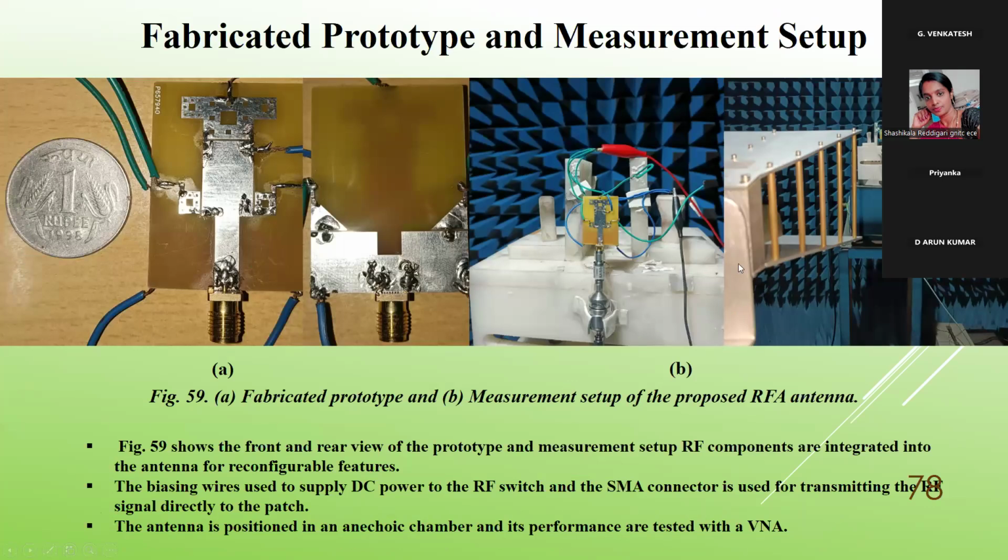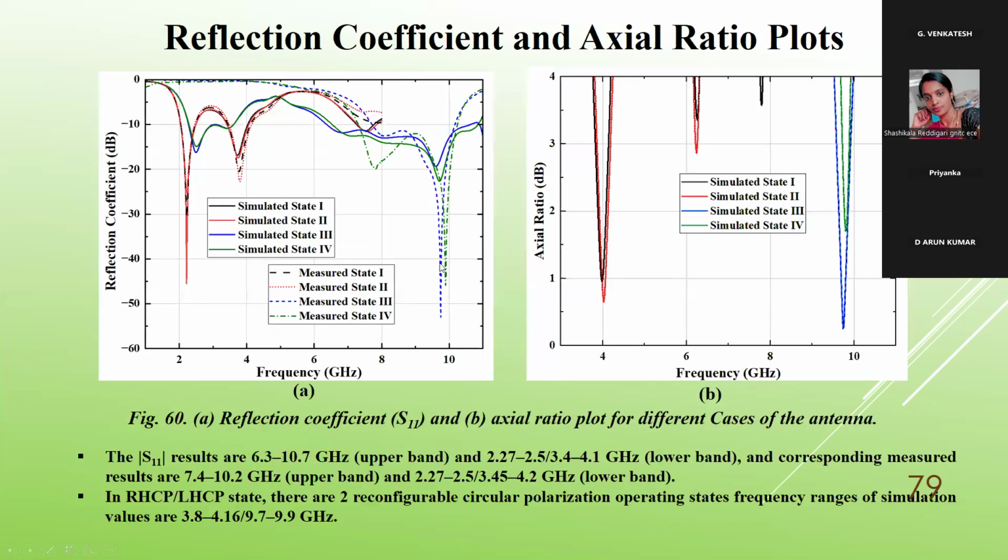The fabricated prototype and measurement setup are shown here. This is the prototype and this is the setup. This figure shows the front and rear view of the prototype. The biasing was used to supply DC power to the RF switches, and SMA connectors are used, with the antenna positioned in an anechoic chamber.